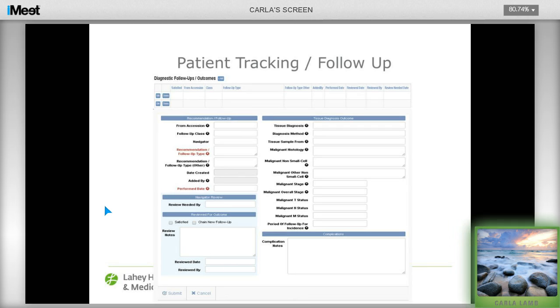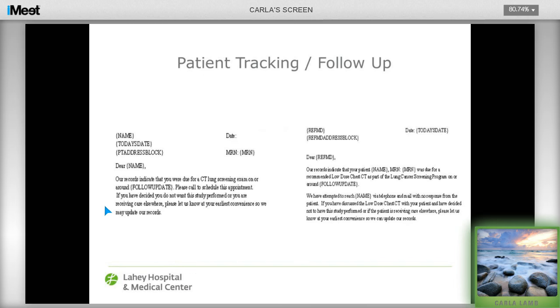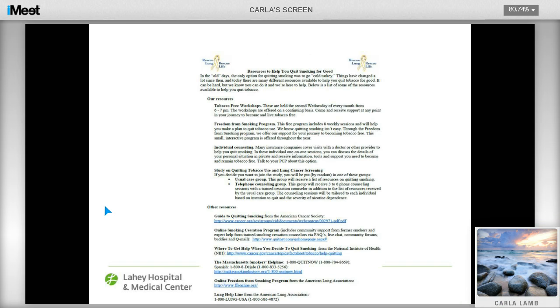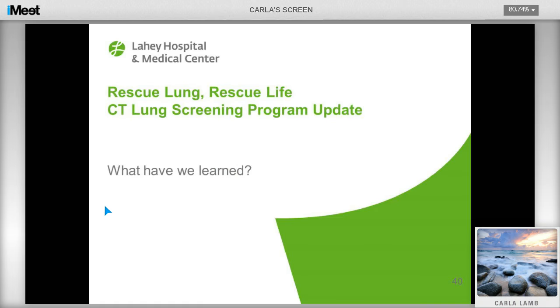And I'll just go through these somewhat quickly. And this is just an example of what the letter would look like, a template for the letter for the patient. And this is also one of the resources for quitting smoking, with ample resources both by phone and online, and hard copy materials for patients to quit smoking.